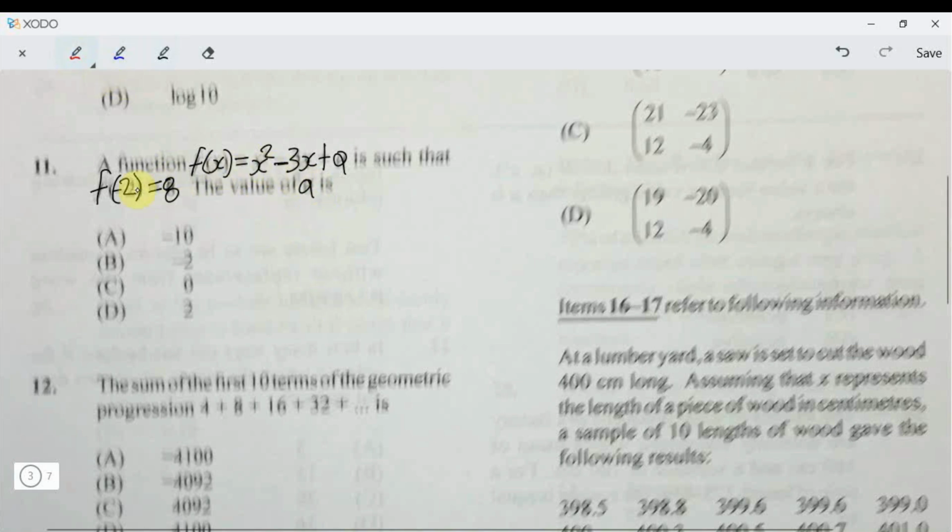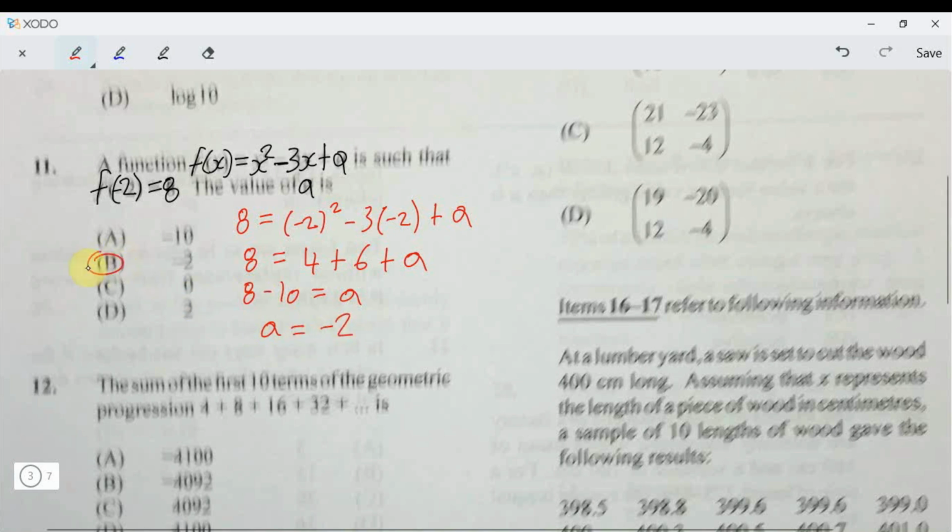So what we're going to do is just input negative 2 as x and set our y value as 8. So 8 is negative 2 squared minus 3 times negative 2 plus a. Negative 2 squared is 4, so that becomes 8 equals 4, and then minus 3 times minus 2 is positive 6, plus a. 4 plus 6 is 10. So when we bring the 10 to the other side, it becomes 8 minus 10 equals a. And so what we end up getting is a equals negative 2. That's option B. This option right here is negative 2.